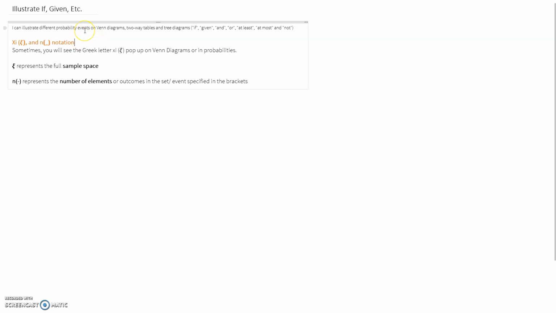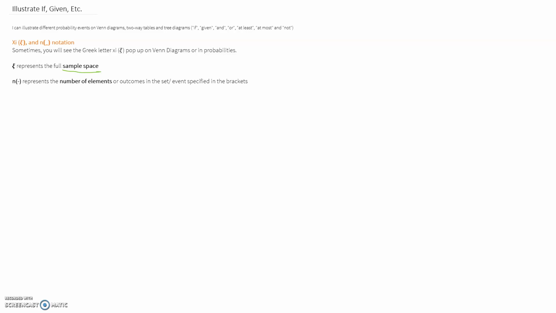There are two little bits of vocab or notation that we haven't looked at yet though. The first is the Greek letter xi, and I'm probably going to mispronounce this. It looks like a crazy little squiggle, and if you're wondering how to draw it, don't stress too much. As long as you get the rough backwards 3 and then a curly bit down the bottom, I think you're pretty good. This Greek letter xi represents the full sample space.